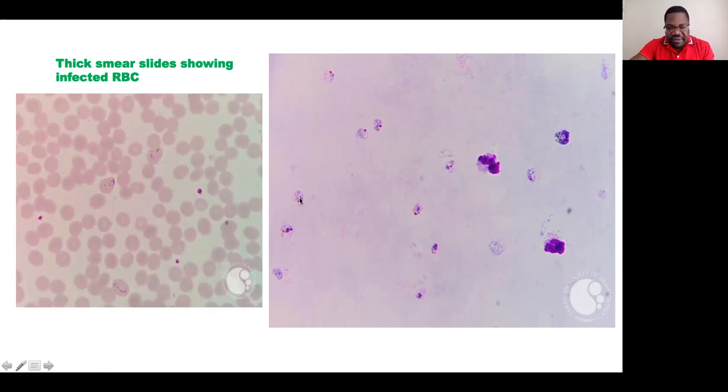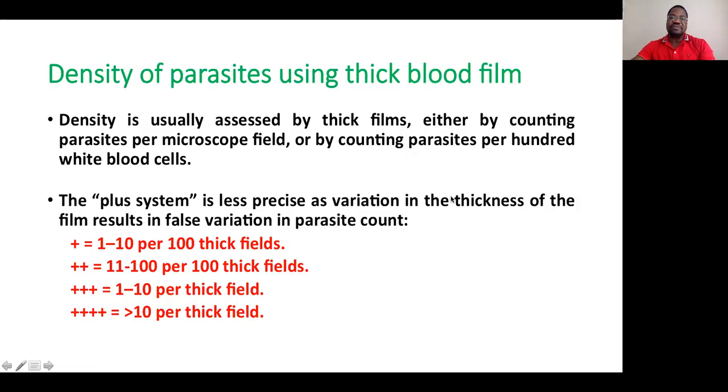But here you can see quite a number of red blood cells that are infected. Then you can also measure the density of the parasite using the thick blood smear. Now, here the counting is different. We use the plus system when you are dealing with a thick blood smear. That's why you can say malaria 1 plus, 2 plus, 3 plus, 4 plus.